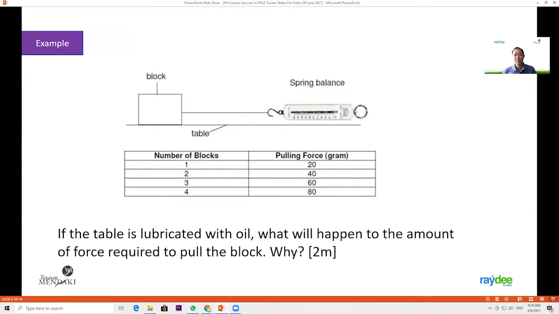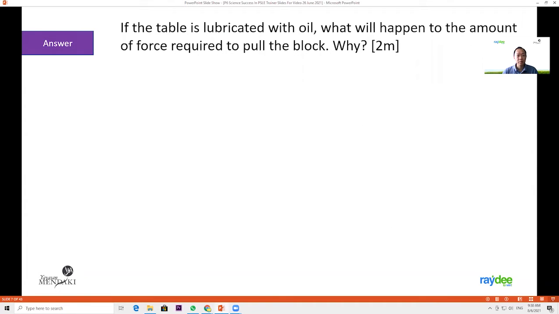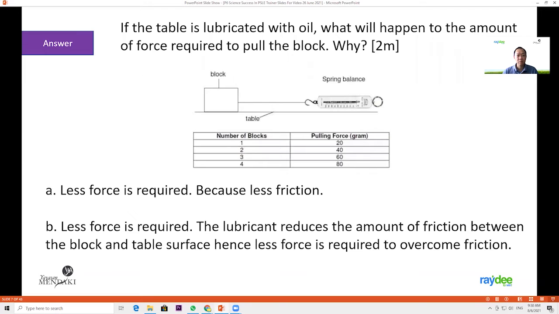So here's one example of a question. This question is also what I'll be going through. This is a typical question from a PSLE science paper. If the table is lubricated with oil, what happens to the amount of force required to pull the block? So this is what I'll be going through with them, and why. Here there are two options. The first one is: less force is required because there's less friction.